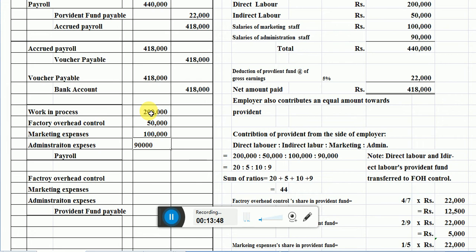Dear students, these are the closing entries against payroll here, 4 lakh 40,000 rupees here. Students, the payroll is closed here and distributed to the direct labor cost, factory overhead control, marketing expenses and administration expenses here. Now students, we move ahead. Contribution of provident fund from the side of the employer.